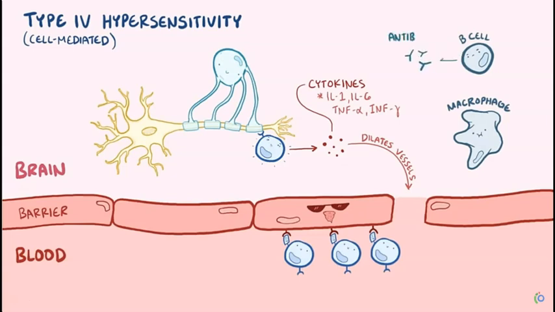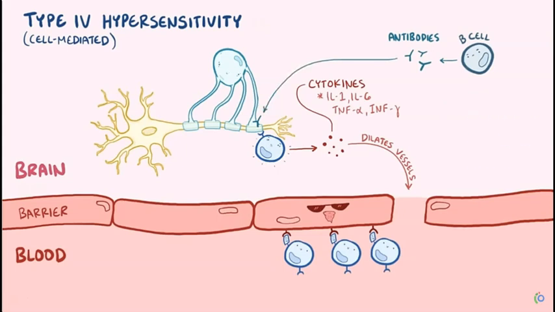Those B cells start to make antibodies that mark the myelin sheath proteins, and then the macrophages use those antibody markers to engulf and destroy the oligodendrocytes.